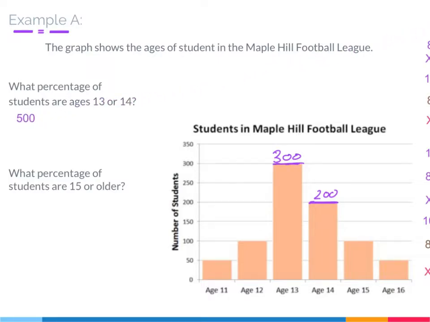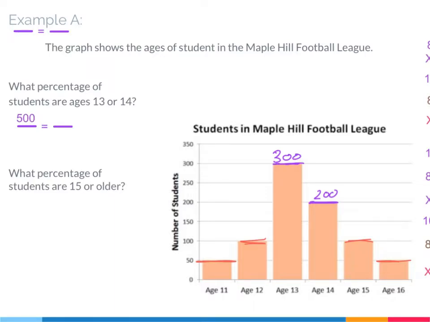So now, since I'm trying to find a missing percentage, the best way to do that is to use a proportion. So I'm going to set up a proportion, knowing now that I have 500 students that are 13 or 14. I need to figure out some other parts of my proportion, though. In order to use it, I have to have three different numbers and then an x. So now, since I know that 500 are 13 to 14, I need to figure out how many students there are total. So in order to figure out how many students there are total, I have to add all of the bars. So I have to add my 50, my 100, my 300, my 200, my 100, and my 50. And when I do that, I get 800 students total.